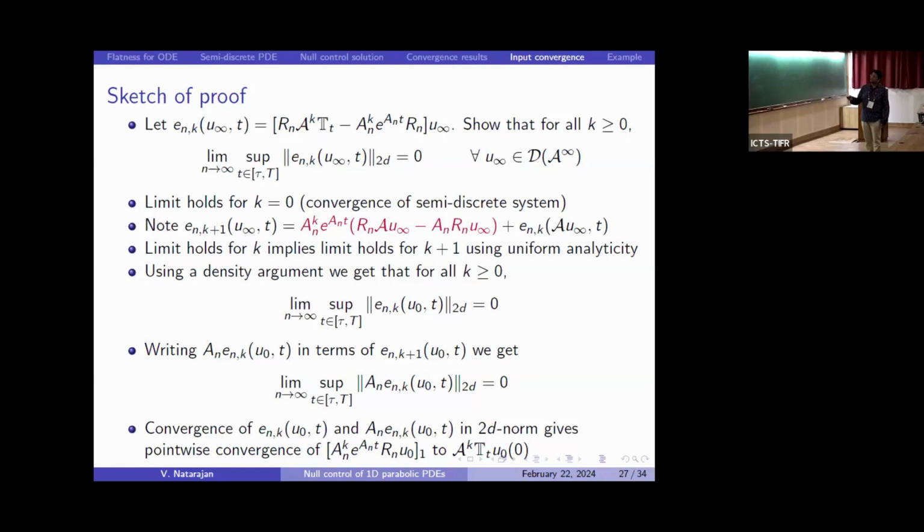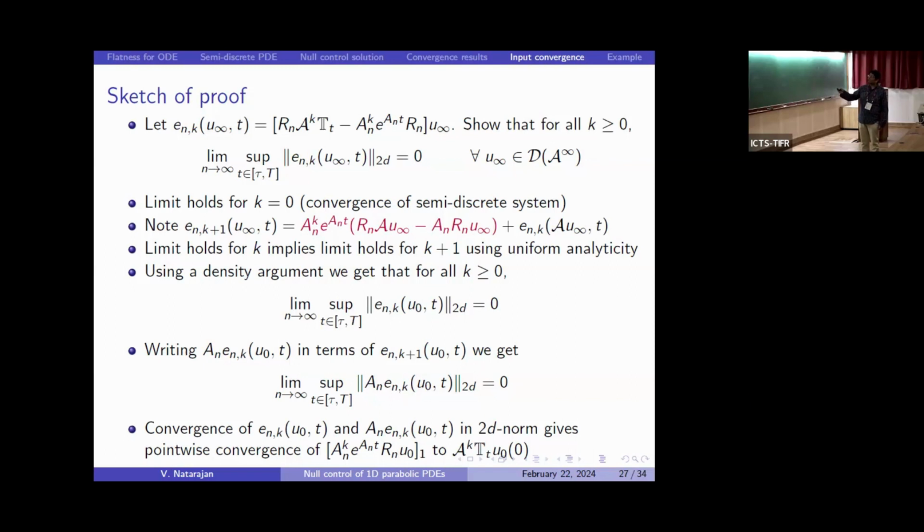Now E_n^{k+1} can be written in this form, in terms of E_n^k, and this term. Now this term, because u is smooth, using Taylor series, you can say that this thing goes to 0 as n goes to infinity. And this object, this matrix, this operator here, is uniformly bounded because we had uniform analyticity for this e^{A_n t}. Therefore, this is uniformly bounded. This is going to 0 as n tends to infinity. Naturally, this term goes to 0.